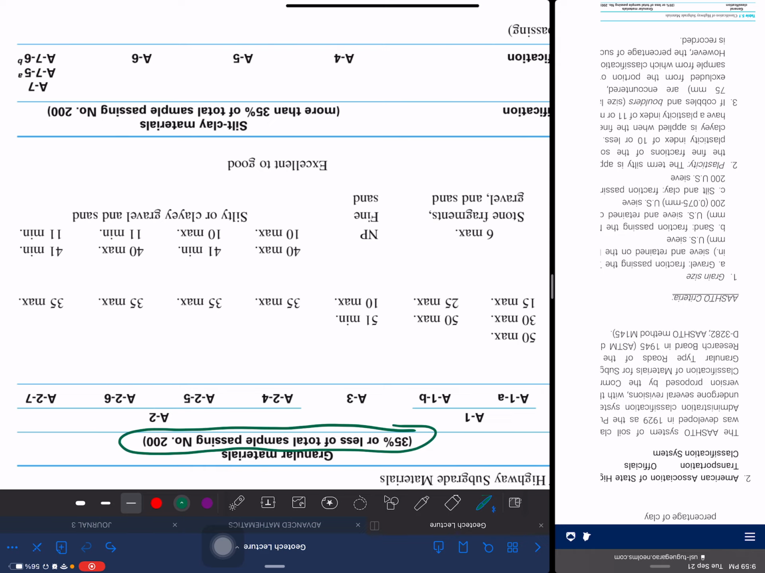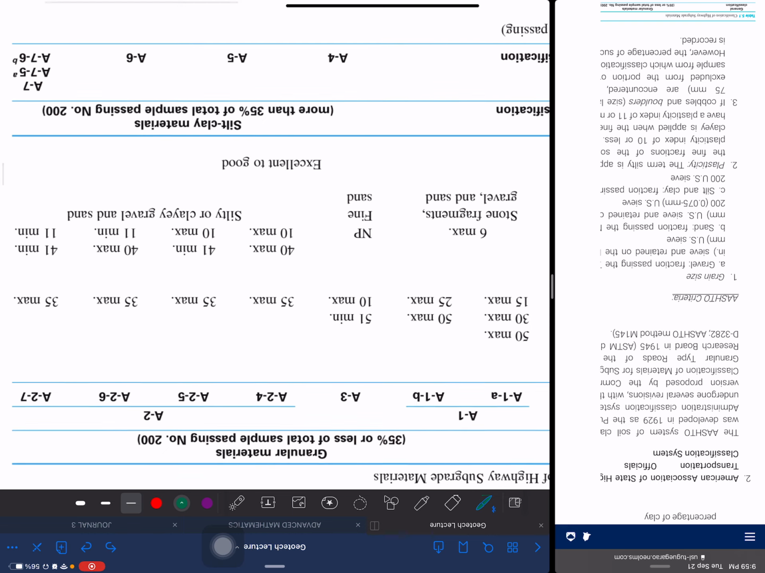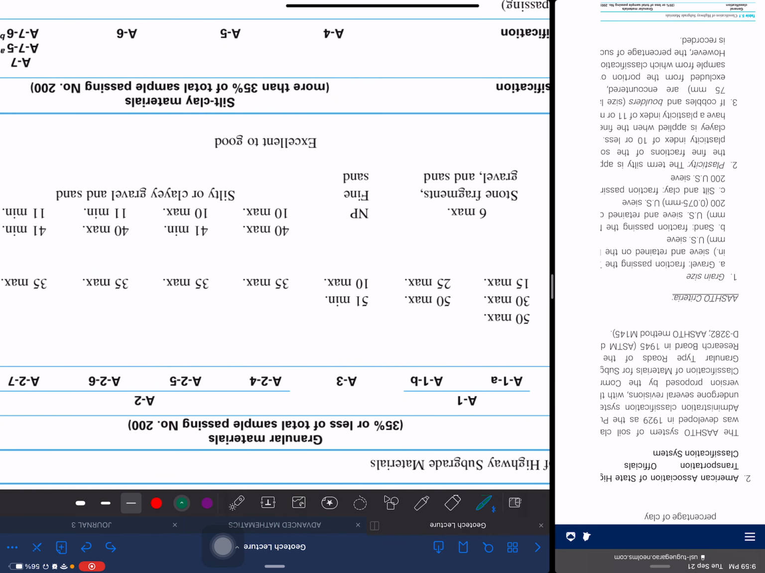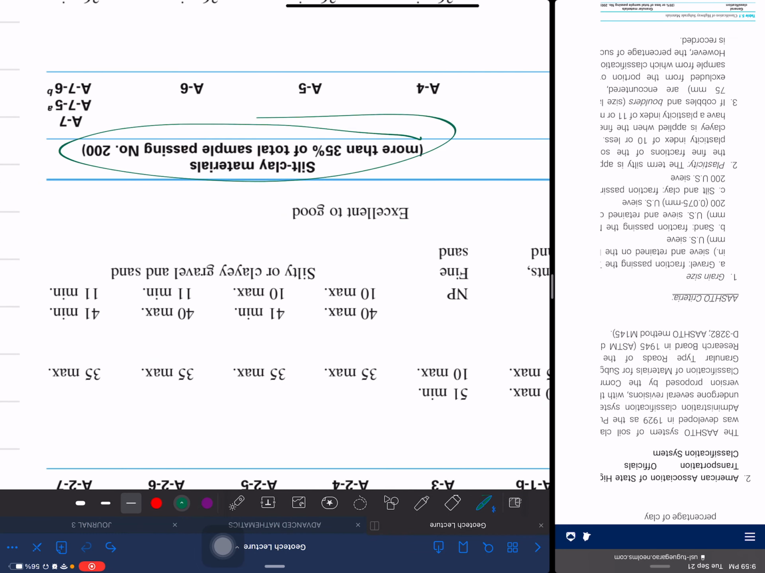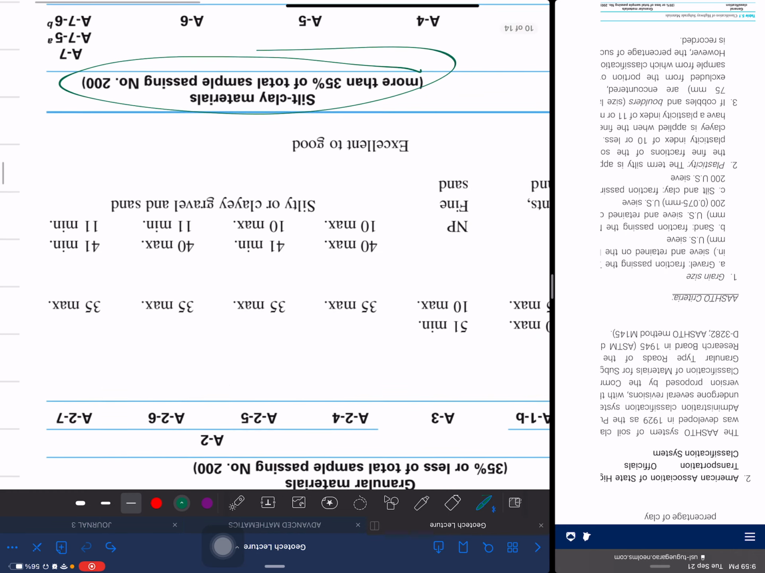Okay? So, if it is 35 or less of the total sample is passing number 200 sieve, malamang ang classification yan is either A1, A3, or A2. Okay? So, titignan nyo, ang unang titignan is yung percent passing the number 200 sieve. Okay? So, kung more than 35% naman ang nag-pass, okay, kung more than 35 of the sample, has the number 200 sieve.